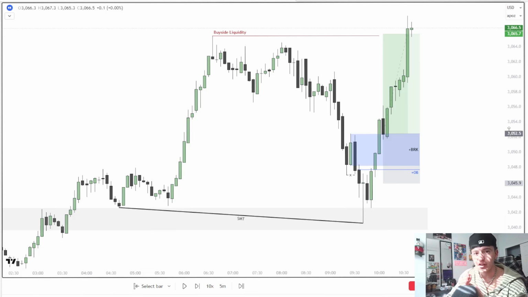The SMT within the fair value gap, that will always be the rule: if this happens, then I will look for a trade. If there's no fair value gap, but there's SMT, I'm not taking the trade. If there's a fair value gap and there's no SMT, I'm not taking the trade. There has to be a fair value gap with SMT, and then I'm going to take the trade. That is the musts. There's no step 3 for an execution without step 1 and step 2.